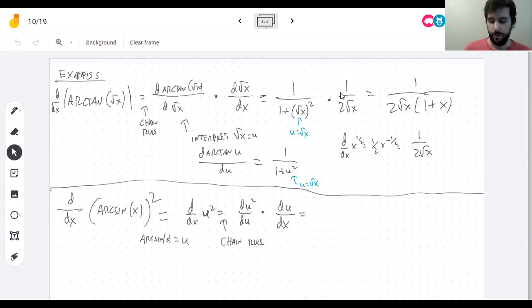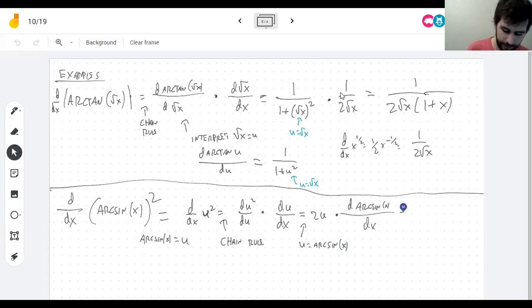So the derivative of U squared with respect to U now looks very easy, it's just the power rule. What doesn't work for this problem is just using the power rule and not using the chain rule, because the power rule only works if the base is X. And then I have the derivative of U with respect to X. The derivative of U with respect to X is the derivative of arcsin, because I just decided to call U the arcsin of X.